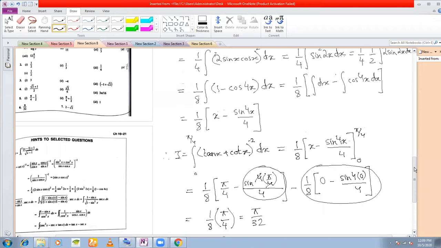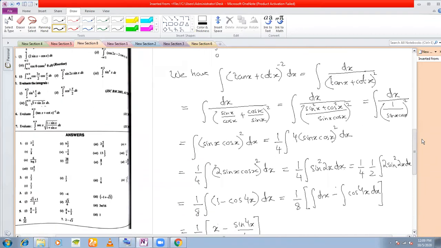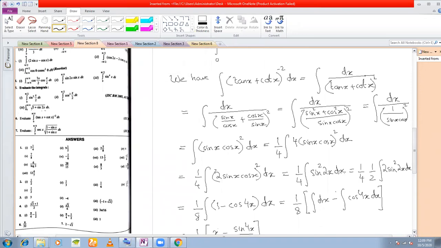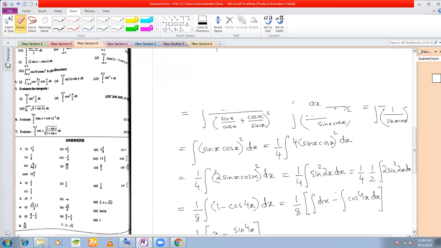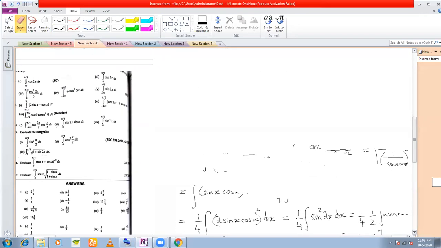Okay. I think we have time for 2 more. I'll finish this today. This last one. 1 minus sine x by 1 plus sine x. This is also from your ISC.